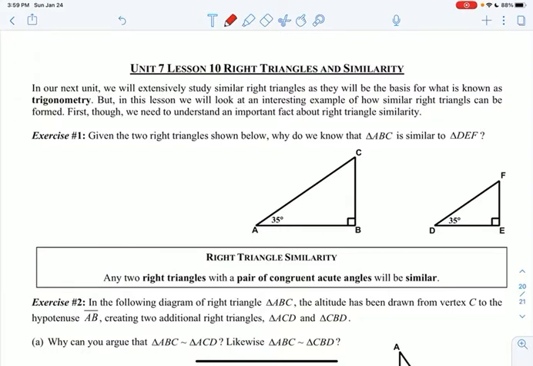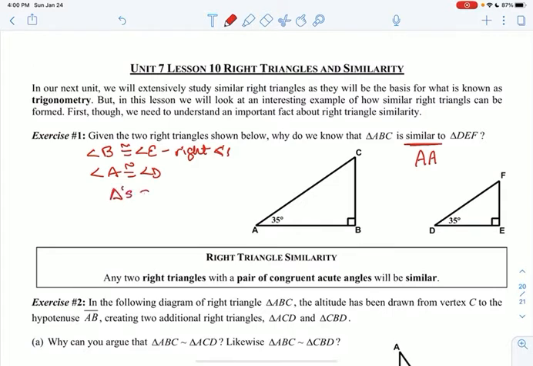I have right triangle ABC, okay, and I have right triangle DEF. And the question is, how do I know that they are similar to each other? Now remember, to be similar, I need angle. So if you look at this, I know angle B is congruent to angle E because they're right angles. Okay, and I also know angle A is congruent to angle D because they both equal 35 degrees. So therefore, the triangles are similar by angle.